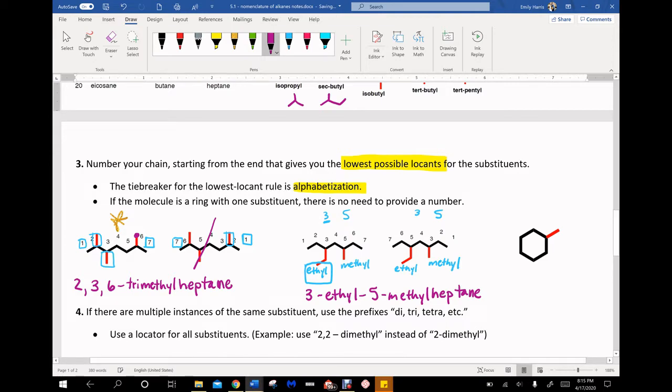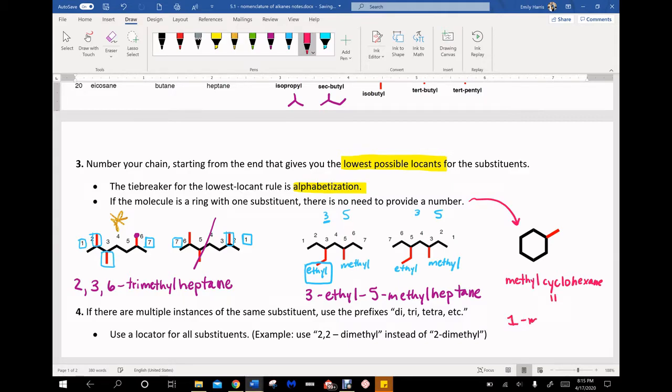All right, then finally we have a ring, and this is just illustrating that last point, that if you have a ring with a substituent, there's no need to provide a number. And so here, this is a methyl group, so saying methylcyclohexane is the same thing as saying 1-methylcyclohexane. Technically, there's no need to provide that 1 there. Okay, so that's just a point if you have only 1 group sticking off of a ring.